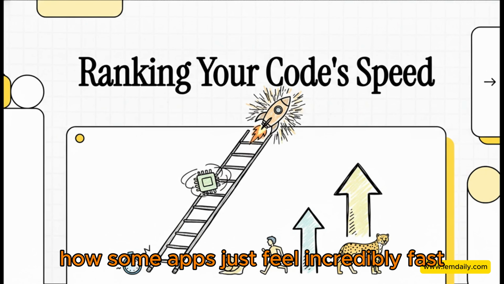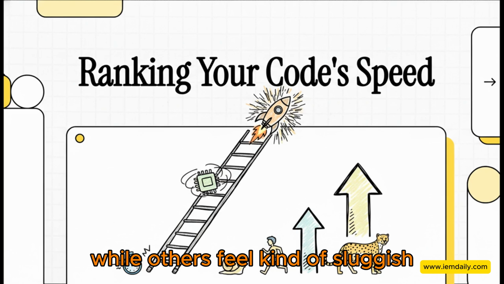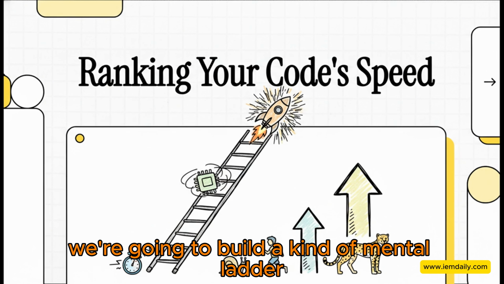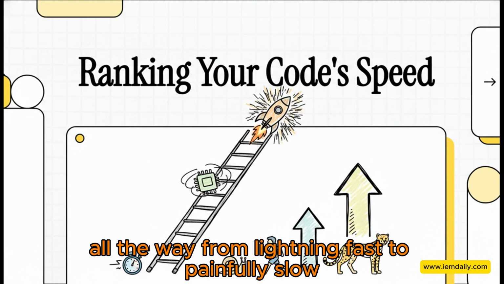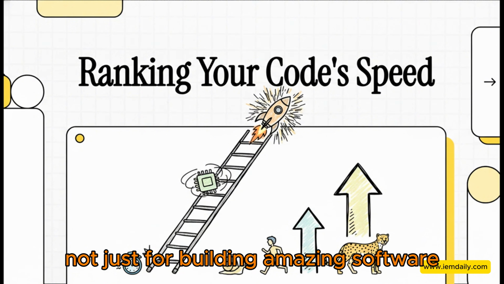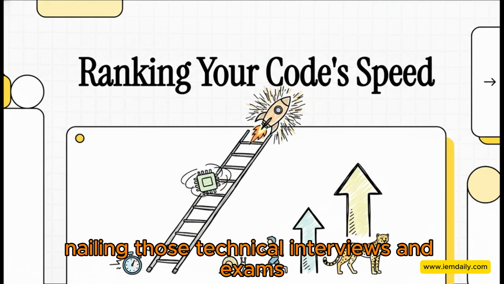Have you ever noticed how some apps just feel incredibly fast while others feel kind of sluggish? Well, a lot of the time, it all comes down to how efficient the code is. In this explainer, we're going to build a kind of mental ladder to rank code all the way from lightning fast to painfully slow. And trust me, this is a super important concept, not just for building amazing software, but for absolutely nailing those technical interviews and exams.